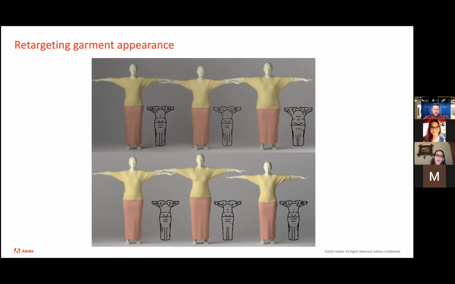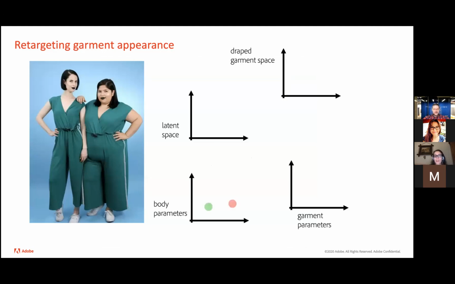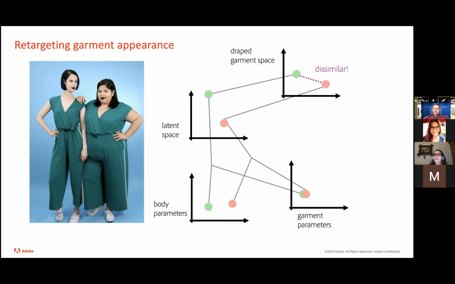So the goal is to be able to take a garment design for one specific body shape and retarget it to different bodies. So one could say, okay, I have two different body shapes and I already have the garment design for one of them. If I use the same garment parameters and drape it on the new body shape, unfortunately it will oftentimes result in a 3D draped garment that is not very similar to what you started with.